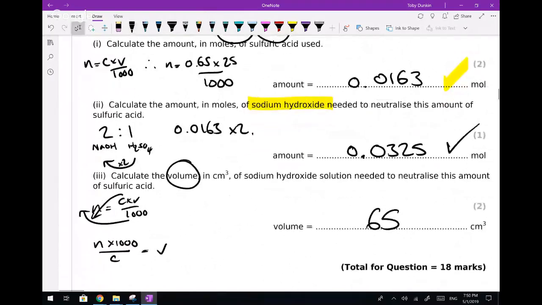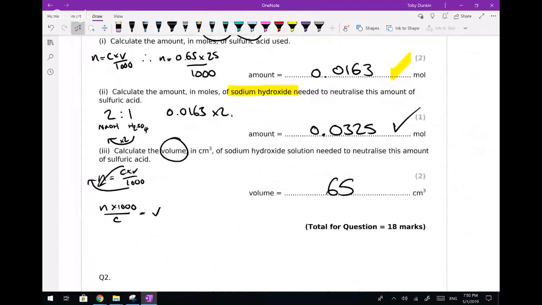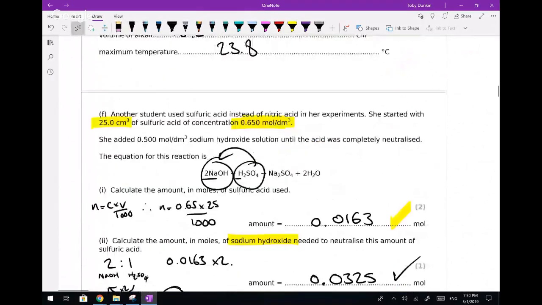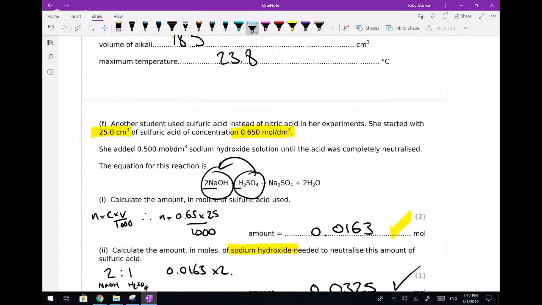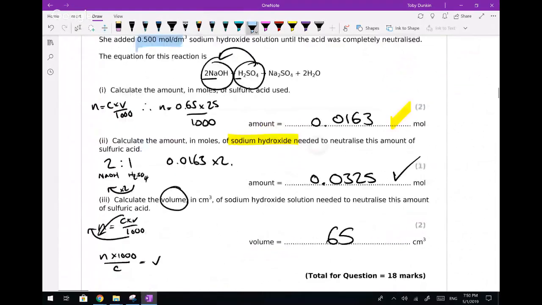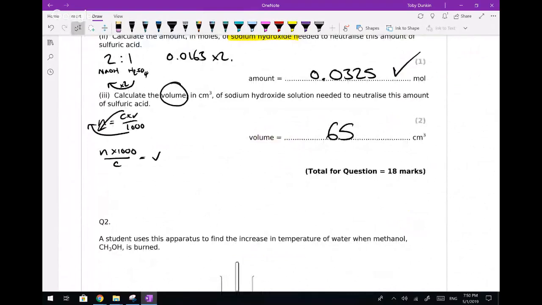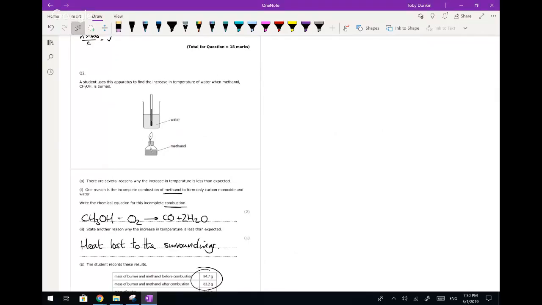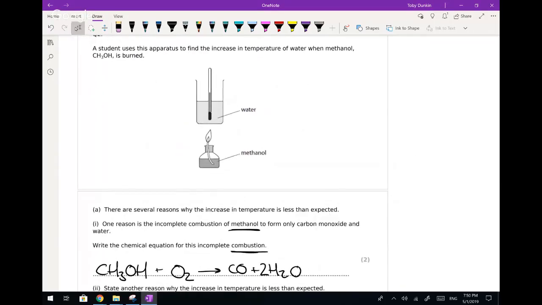Next, calculate the volume of sodium hydroxide needed. Well, I've just worked out its moles, and I've got its concentration, which is up here in the previous question. There's the concentration of sodium hydroxide. Reorganize C times V over 1,000 to n times 1,000 over C gives me V. Spits it out in centimeters cubed, and we're done. External calorimetry making an appearance. There's the heat outside the beaker.